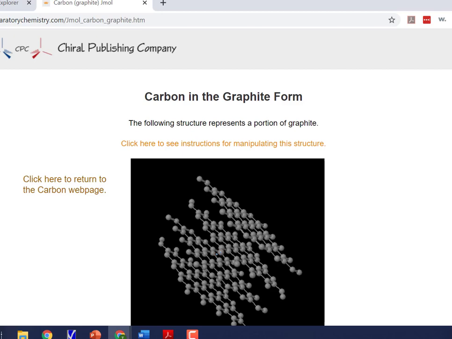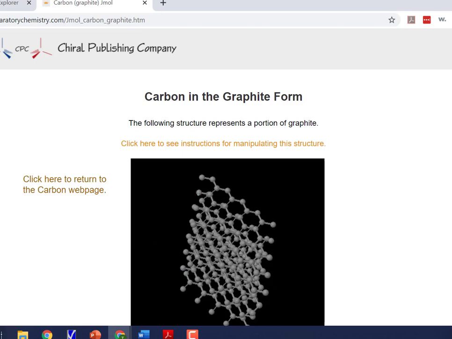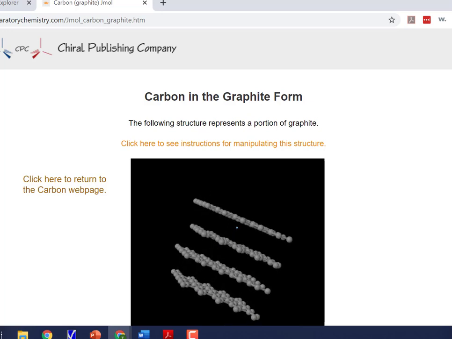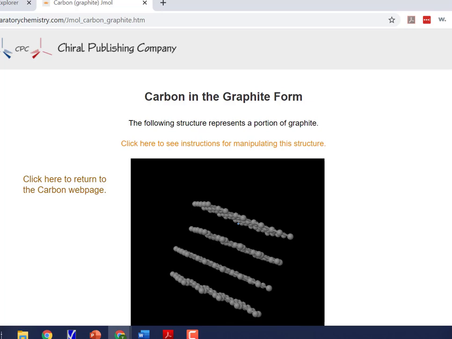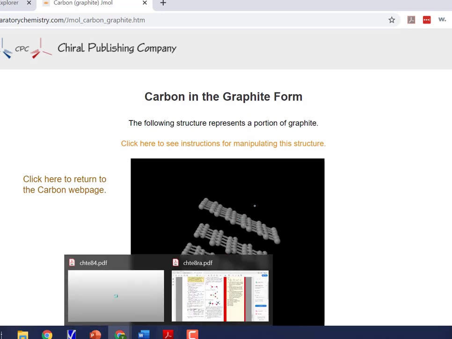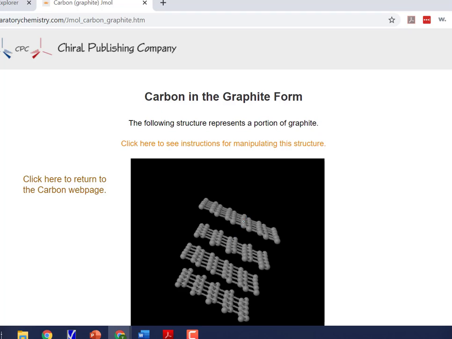In graphite, every carbon is hooked to 3 carbons in a trigonal planar arrangement. And if you've got trigonal planar hooked to trigonal planar hooked to trigonal planar, you get one big flat sheet. Right? One big flat sheet. And that one flat sheet lays on top of another flat sheet, which lays on another flat sheet. What's holding these sheets together is intermolecular forces. And those are easy to break.